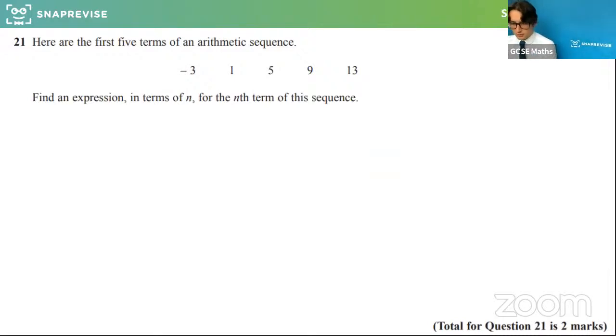Here's an exam style question for you to find the nth term rule of this sequence. So have a go, let me know, and then I'll quickly whiz through these. That's brilliant. Cool.